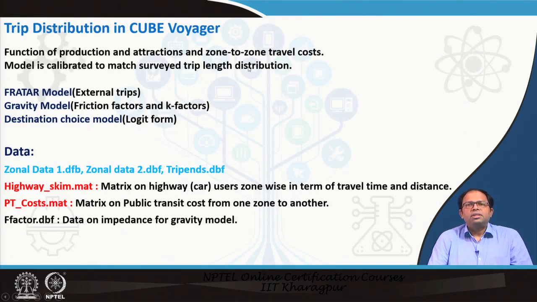Next, after this step we have to do the trip distribution step, and as you know, trip distribution is a function of both production and attraction and zone to zone travel cost. So, the first step is to determine the zone to zone travel cost. Once it is done, we have to open the trip generation component file that we have already done, and link this network and trip generation to this new trip distribution program as inputs.